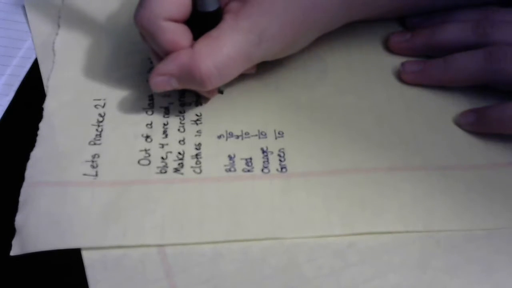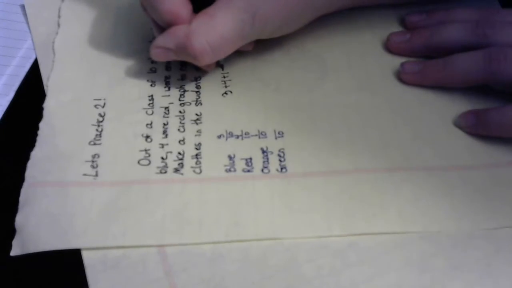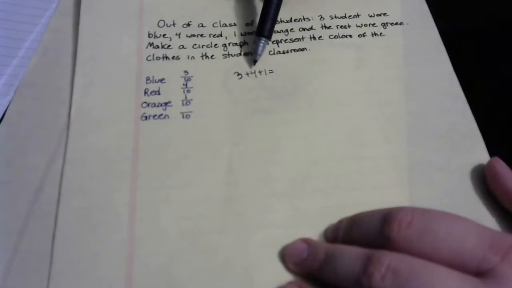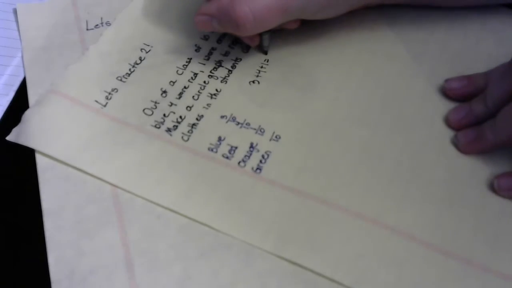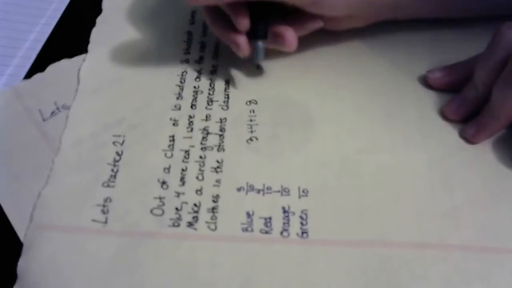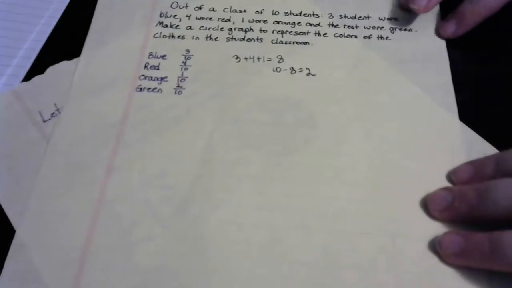So we have 3 plus 4 plus 1 equals. So we know 4 plus 1 is 5, plus 3, which is 8. And we're going to do 10 minus 8, which we know is 2, to find out how many are green. So we're going to go ahead and write that in. So your fractions should look like this. If they do, go ahead and pause the video now and try to make your circle graph.